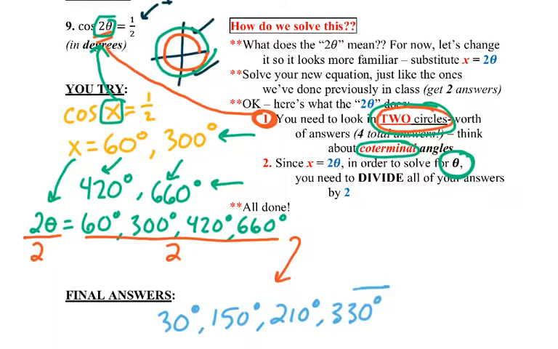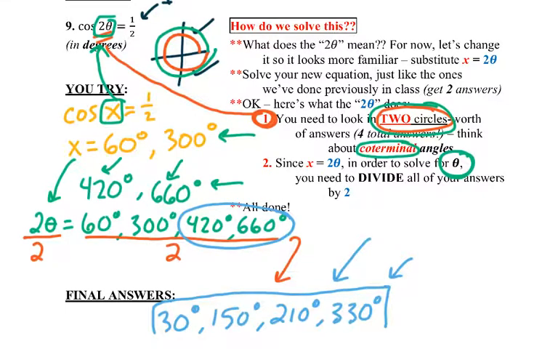Notice that when I get all my answers together, you notice how they're all within actually one full circle? When we divided by 2, it worked out beautifully, which is why we needed 2 circles worth of answers, so that when we divided by 2, we got it back to 1 circle's worth of answers.